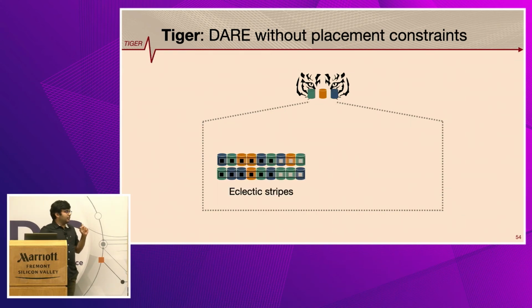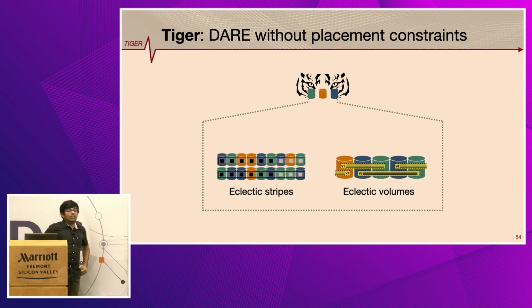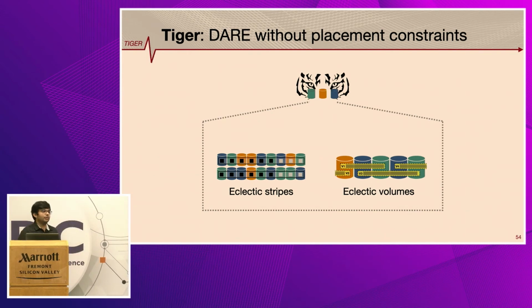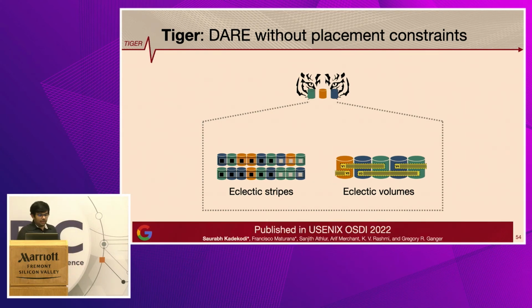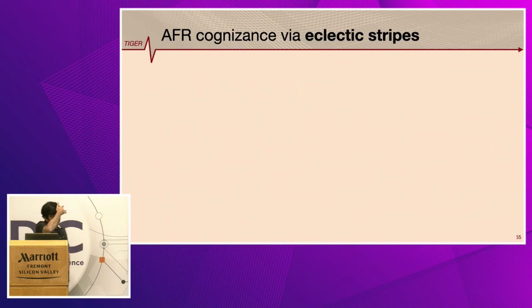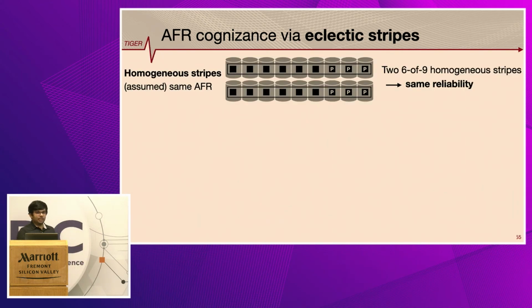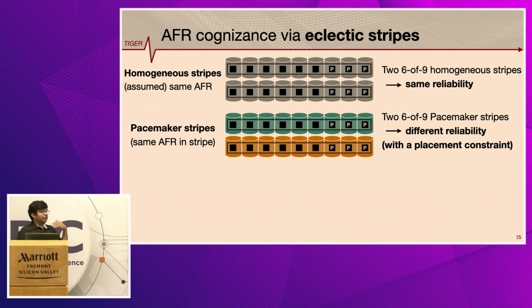Its two main components are something called eclectic stripes and eclectic volumes. Now, I'm not going to go into too much detail about this. This was published recently in OSDI 2022, and so I encourage you to go and take a look at the details of the paper. Just to differentiate between the different kinds of stripes, we have the homogeneous stripes, which are the conventional stripes, which assume the same AFR across the different disks, and therefore, two stripes are assumed to have the same reliability.